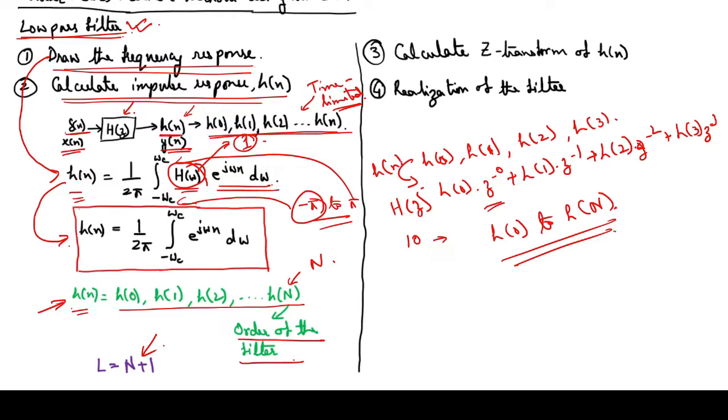Previously it was h[n]. So we can easily perform the z transform and find the transfer function of the system very easily. Once that is done, we can go for the realization of the filter. So this is the whole process. Again, if we talk about a high pass filter, only this limit changes. This limit over here changes. If it is a band reject filter, again this limit would change.